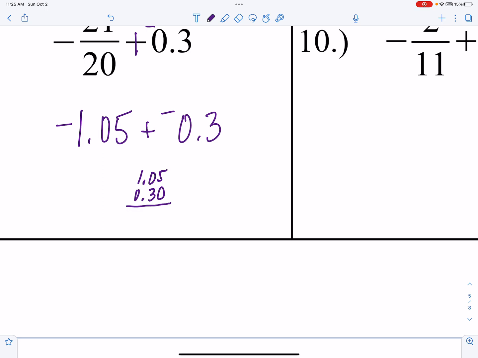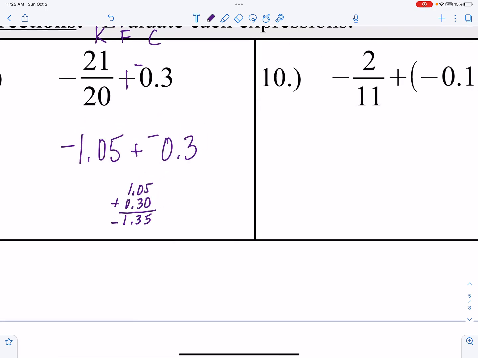Now focus on the sign. Same signs, add and keep. So right away I put that in there, and I'm going to go ahead and add all those up. And there we go with a negative 1.35, or negative 1 and 35 hundredths.